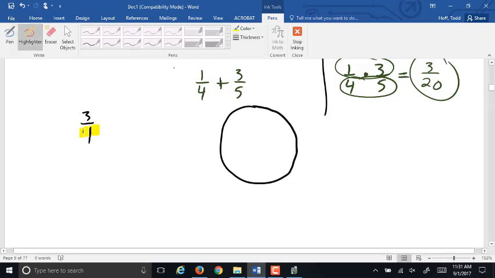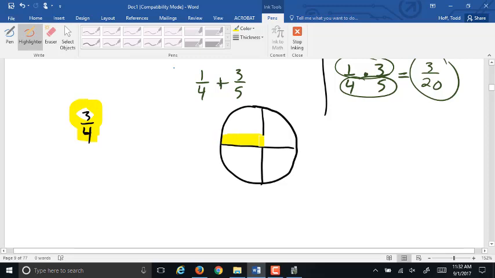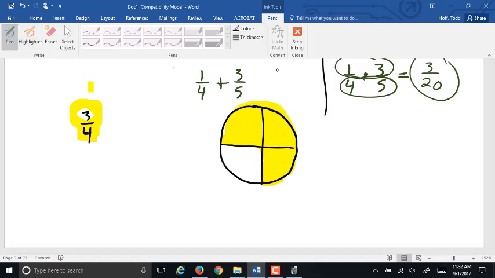A name of a fourth means that pizza or whatever is cut into 4 equal pieces. Pretend those look equal. I am artistically challenged. Anyway, you think of it as every whole object is cut into 4 equal pieces, or it takes 4 of those pieces to make one whole object. The 3, the count, or the numerator, means that we have 3 of those pieces. I can't color any better than I can draw. So that's 3/4.